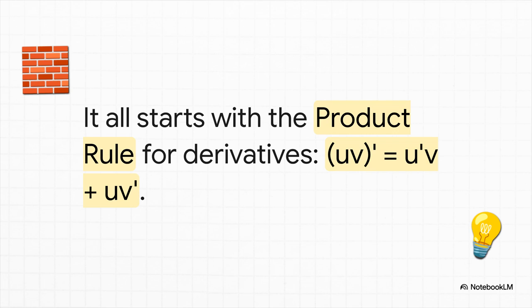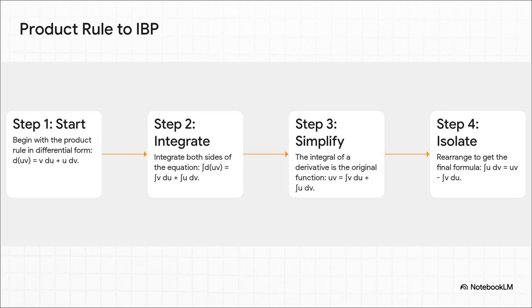It all starts right here with the good old product rule for derivatives. You remember this, right? The derivative of two functions multiplied together, u and v, is just the derivative of the first times the second, plus the first times the derivative of the second. Simple enough. So to build our more powerful tool, we literally just integrate both sides of the product rule. On the left side, the integral of the derivative of uv just simplifies back to uv. And then all we have to do is a little bit of algebraic shuffling to isolate one of those integrals, and we get our final formula.